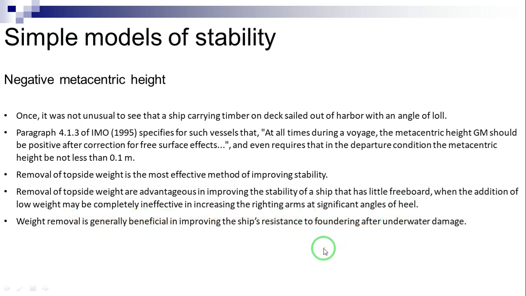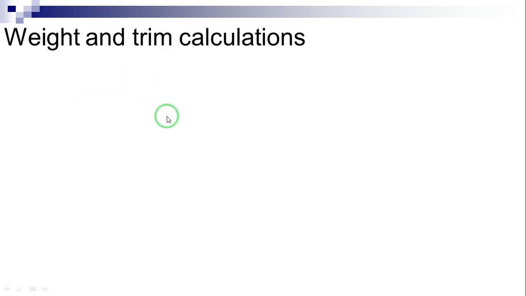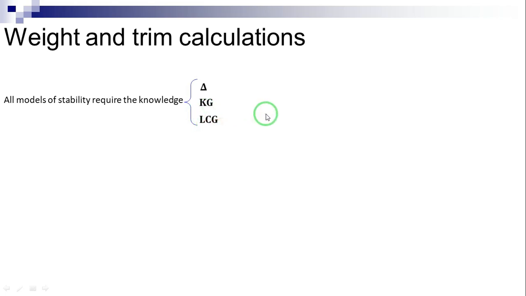Weight and trim calculations. All models of stability require the knowledge of the displacement mass delta and of the height of the center of gravity, vertical center of gravity, shown by KG. Stevin's law shows that the ship trim is determined by the longitudinal position of the center of gravity, LCG. The three quantities delta, KG, and LCG are calculated by summing up the masses of all ship components and their moments about the horizontal and transverse plane.